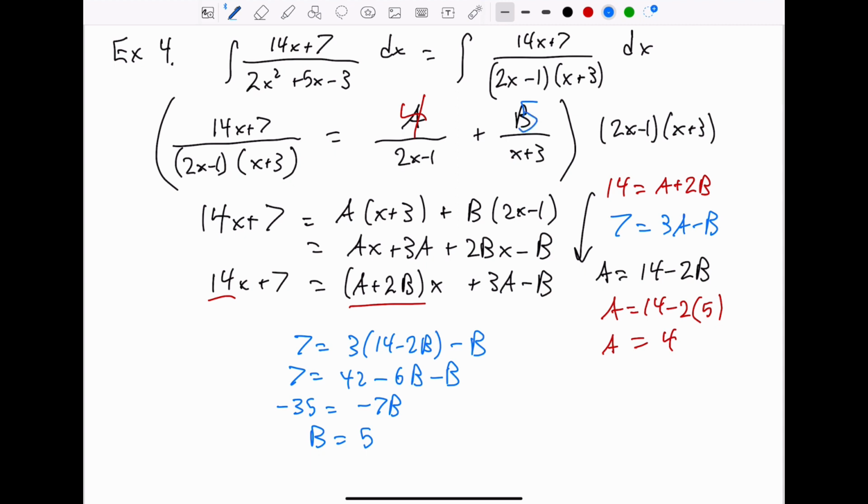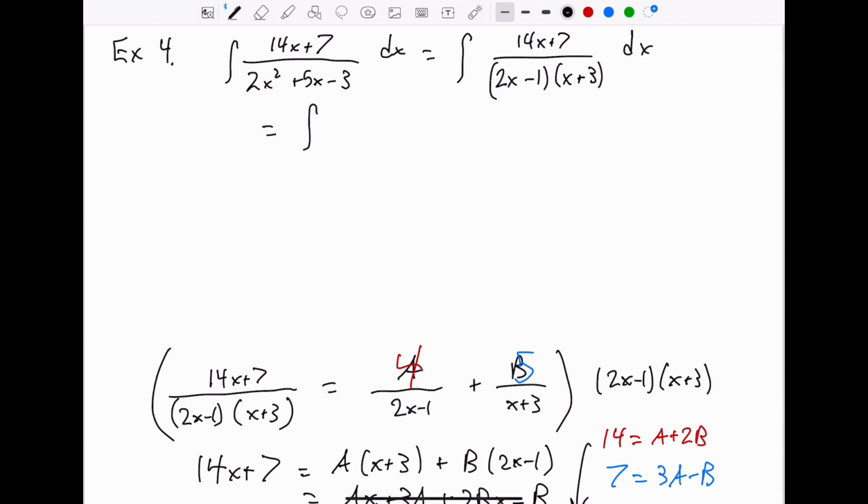All right, now that we have those values, that gives us the partial fraction decomposition for our expression. Let's make a little bit more space here, and then we'll solve the integral the rest of the way. All right, so our integral becomes the integral of 4 over 2x minus 1 plus 5 over x plus 3. Notice that so far in this problem, we have not done any calculus. All of the work that we've done has been an algebraic technique called partial fraction decomposition, and the whole point was to take this complicated rational function and split it apart so that we can now integrate.